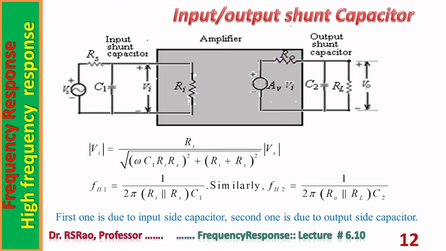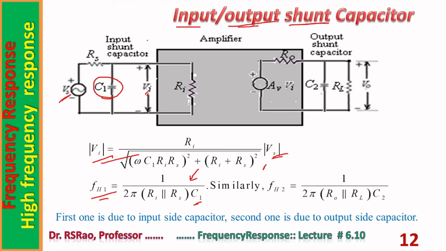Now we consider shunt capacitor at the input side and then at the output side. Here is a shunt capacitor C1 at the input side. Vs is the source voltage, Vi is input voltage to the amplifier. One can find the ratio Vi to Vs. It turns out to be Ri by square root of (omega C1 Ri Rs) whole square plus (Ri plus Rs) whole square. It is associated with a cutoff frequency, upper cutoff frequency, 3 dB higher cutoff frequency. It is designated as FH1. Its value is 1 over 2 pi (Ri parallel Rs) C1.